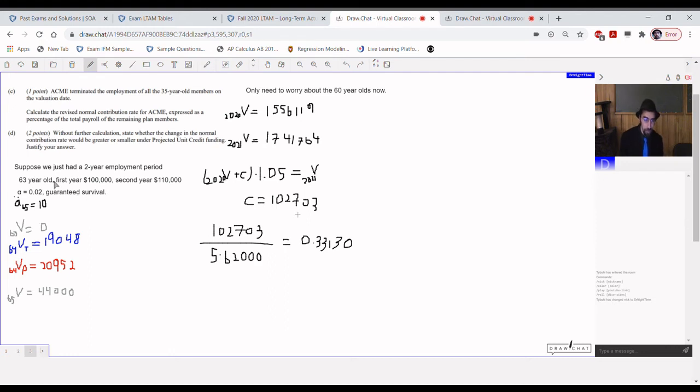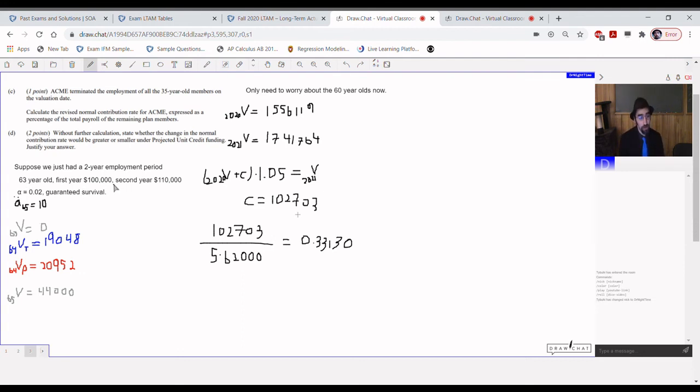If you have trouble remembering which way it goes, as you might have noticed, I got a little confused earlier, here's a quick calculation to figure out which way it goes. Suppose we have just a 2-year employment plan, right? Somebody is 63 years old and is going to be working for 2 years.